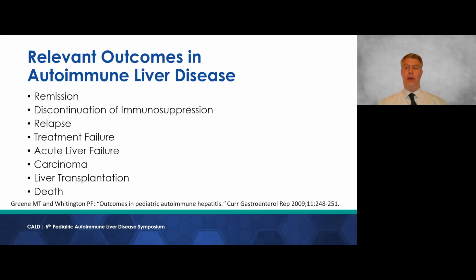When I spoke here last year about outcomes in autoimmune liver disease, I shared this list from a paper by Maria Green and Peter Whittington. And of the 8 relevant outcomes they named for pediatric autoimmune hepatitis, they placed remission first.